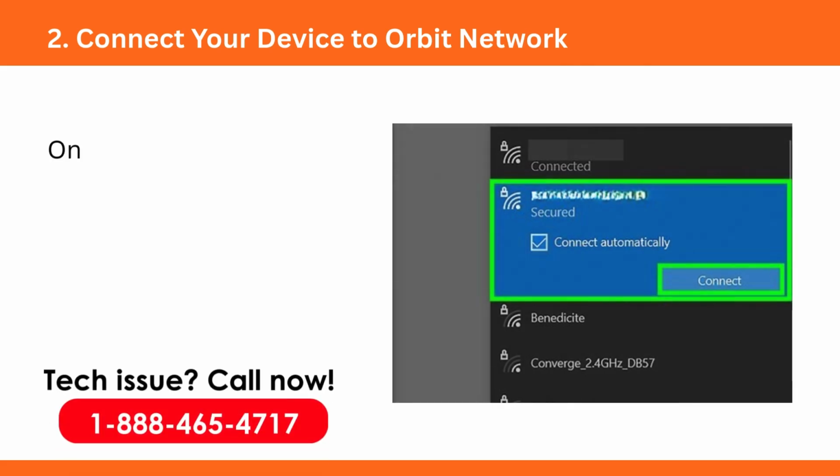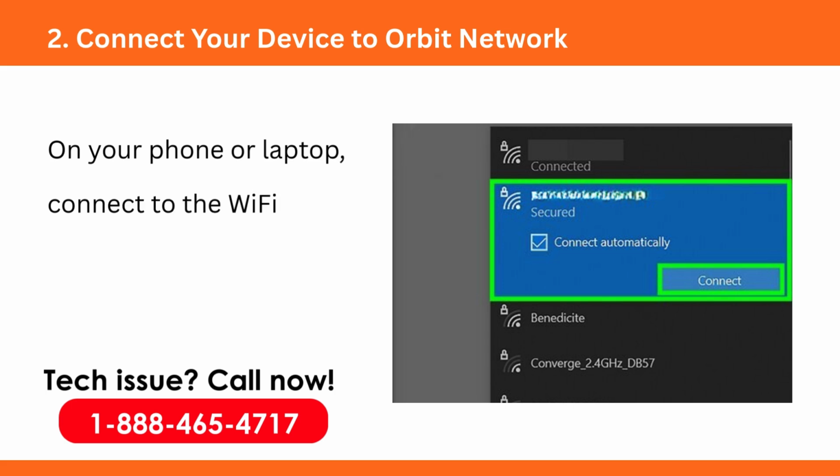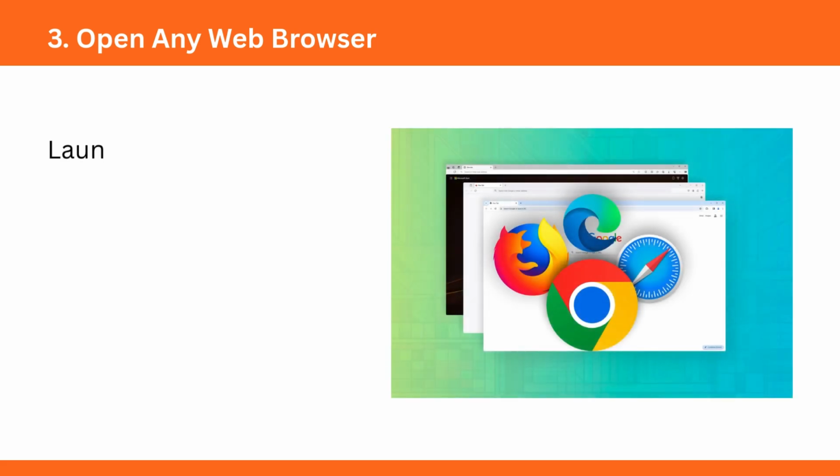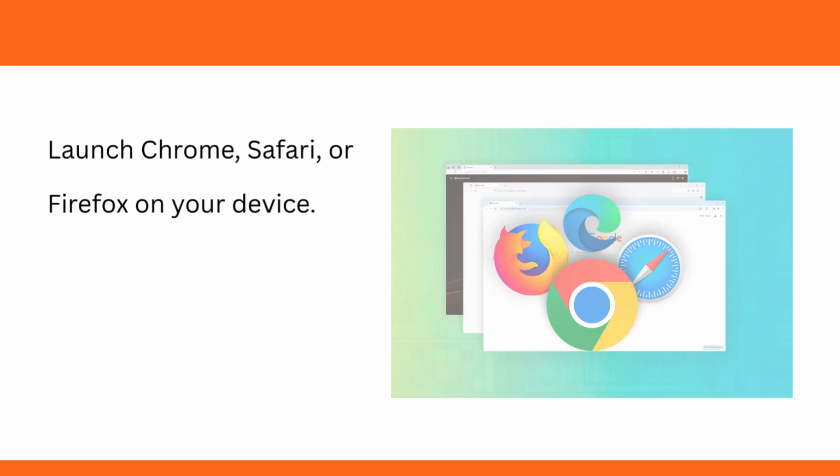2. Connect your device to Orbit network. On your phone or laptop, connect to the Wi-Fi name like Orbit_Extender or similar. 3. Open any web browser. Launch Chrome, Safari, or Firefox on your device.